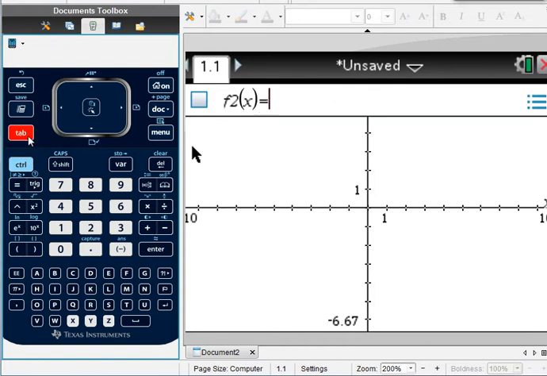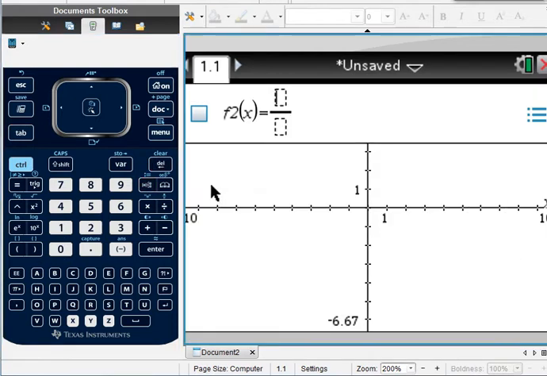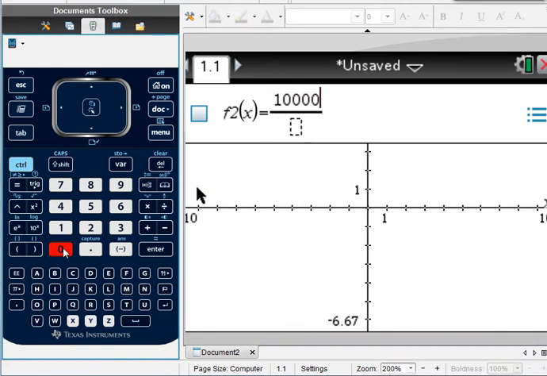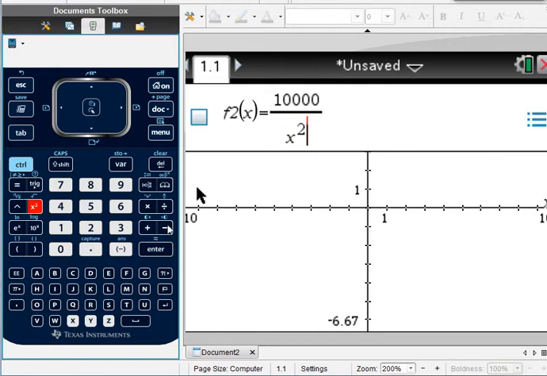And then, oops. Let's enter in F2. 10,000. Oops. Let's go ahead and put the fraction there first. 10,000 divided by x squared minus 38x plus 370.